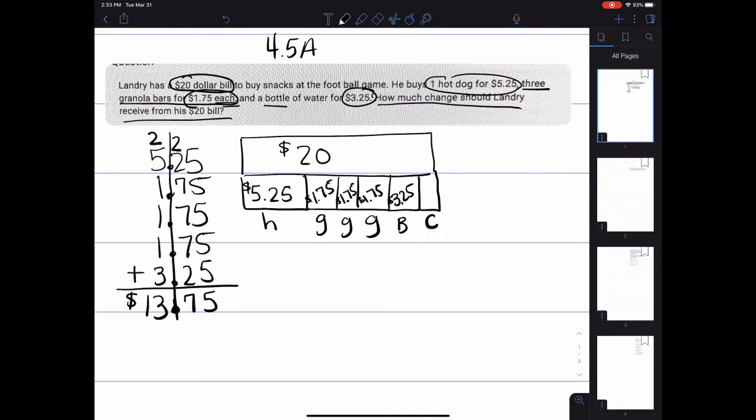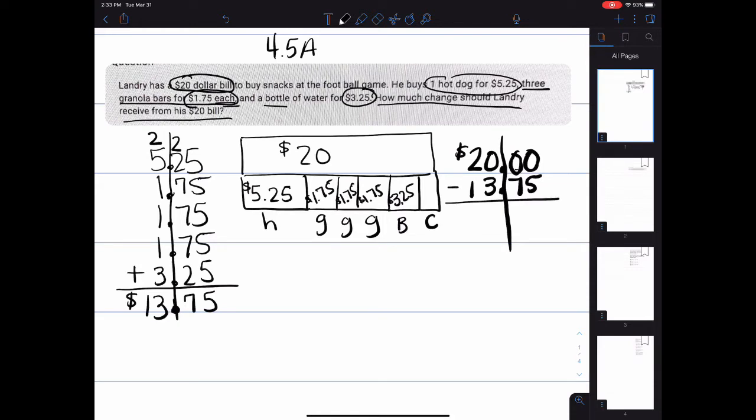I have to subtract. So now I'm going to take my $20, making sure I put that on top because that's a bigger number than $13.75. I'm making sure that I'm lining up my decimals. I'm also making sure that I add 2 zeros to the $20. If not, then it would be 20 cents. And now I'm going to go ahead and subtract.